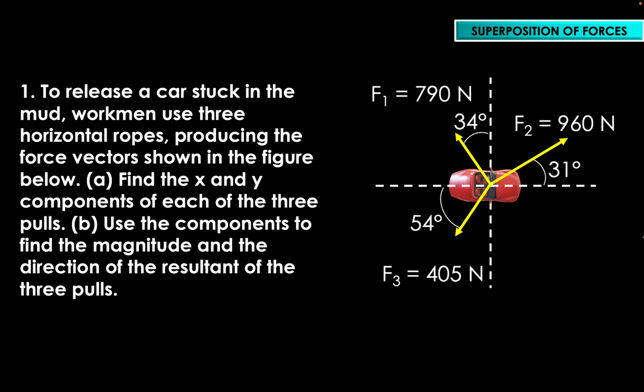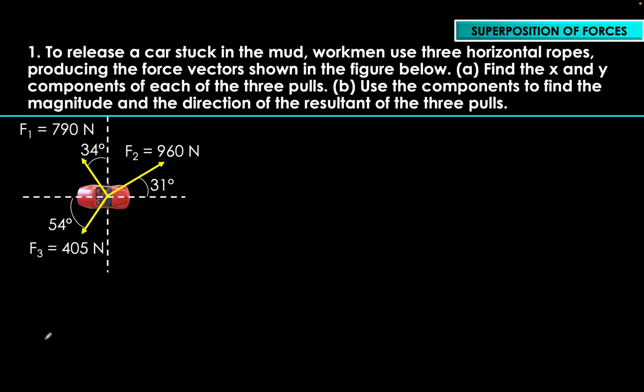So for the first problem, to release a car stuck in the mud, workmen use 3 horizontal ropes, producing the force vectors shown in the figure below, or on the right. A: Find the x and y components of each of the 3 pulls. B: Use the components to find the magnitude and the direction of the resultant of the 3 pulls. Okay, so this is our problem.